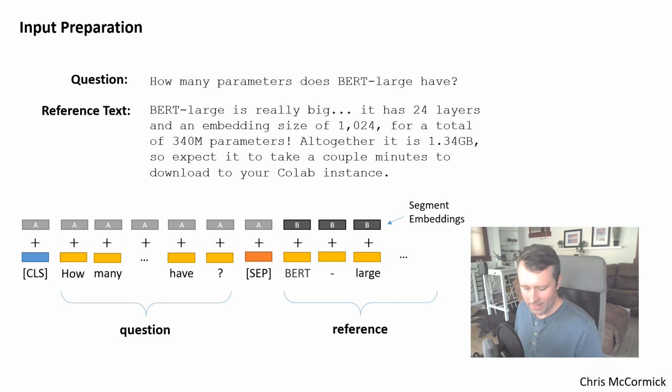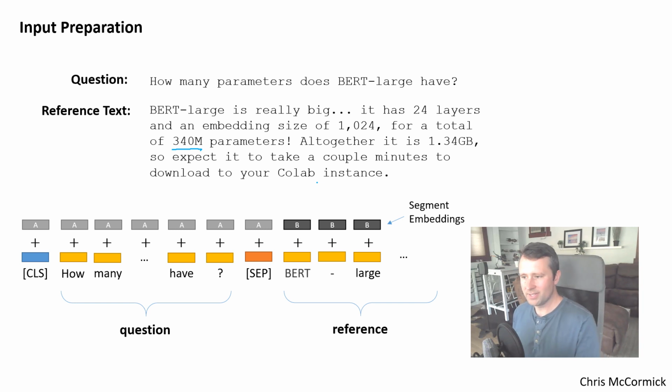Well, it's fairly straightforward. We're going to take an example here where I figured it'd be fun to ask BERT some questions about itself and see if it could answer them. So in the example code, we'll give it the question, how many parameters does BERT large have? And the reference text we'll use is some text taken out of that same notebook where I explain that BERT large is really big. It has 24 layers and an embedding size of 1024 for a total of 340 million parameters. So that's the answer we're looking for, 340 million.